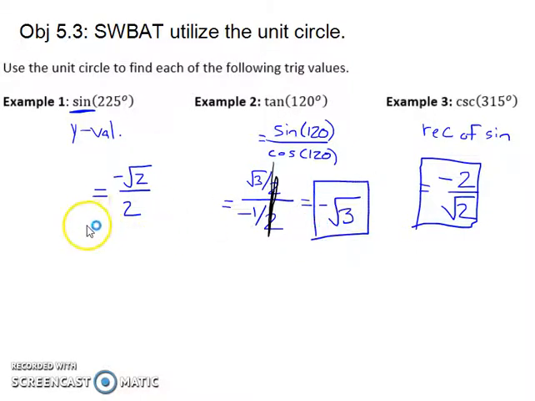So that is it. We are using the unit circle to find specific trig values. The easy ones are sine and cosine. Tangent, cotangent, secant, and cosecant require you to have knowledge of how they relate to sine and cosine. So that was our objective today, that we are utilizing the unit circle.